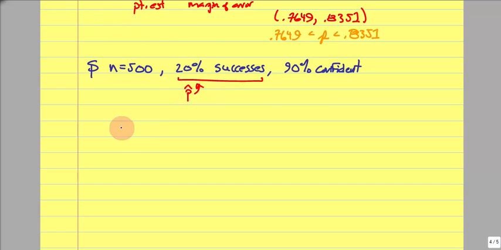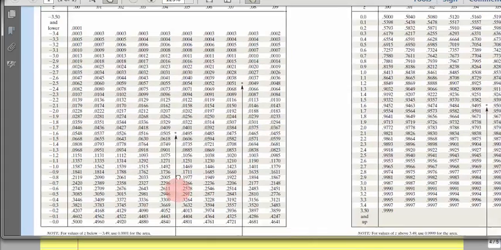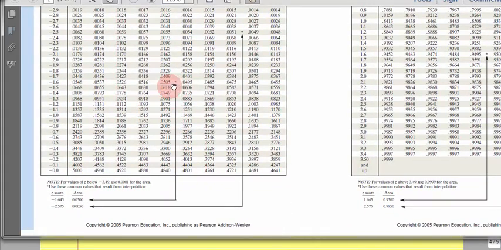So let's go ahead and look at our form for our confidence interval for a population proportion. p hat plus or minus z alpha over 2 times the square root of p hat q hat over n. So when we're starting to work here, we need to identify some values. First of all, p hat again is 0.2. Z alpha over 2 for a 90% confidence interval was 1.645. And again, if I'm 90% confident, that means I have 5% error in either tail. If I look up 0.05 on the inside of my table, I can follow this down, and I get plus or minus 1.645.